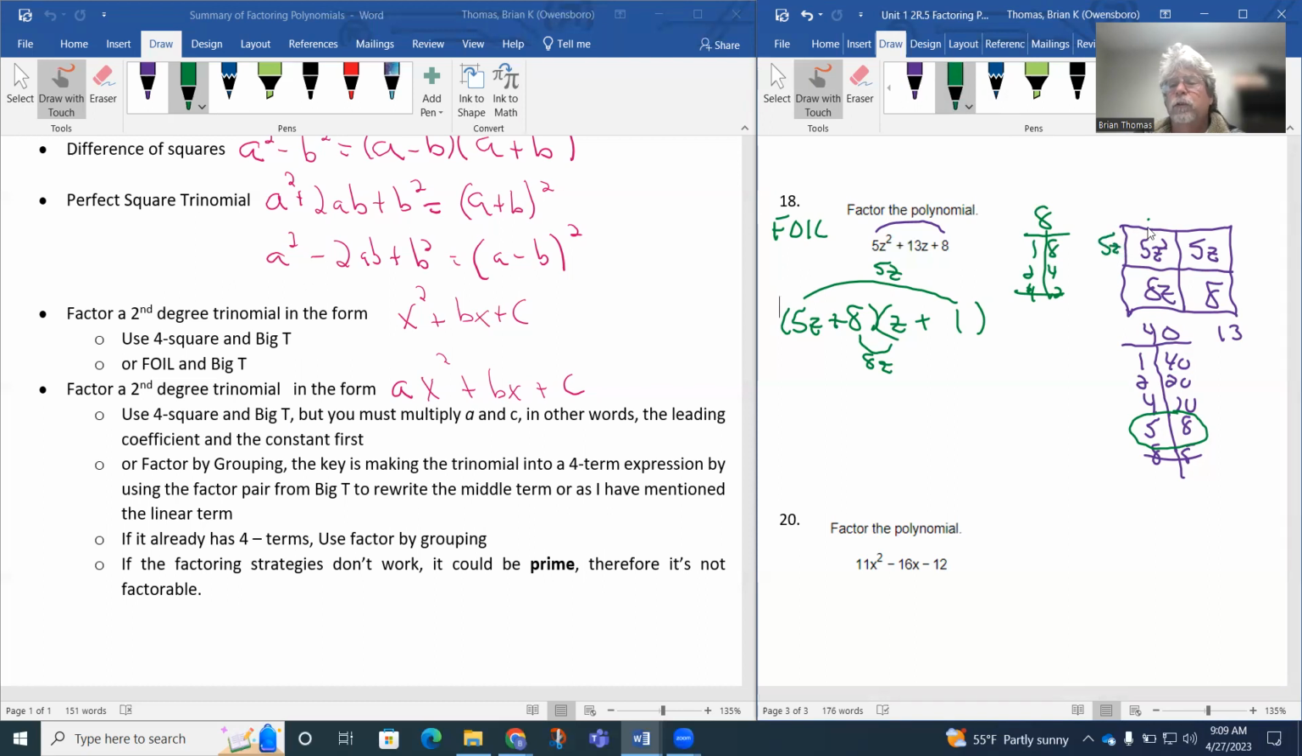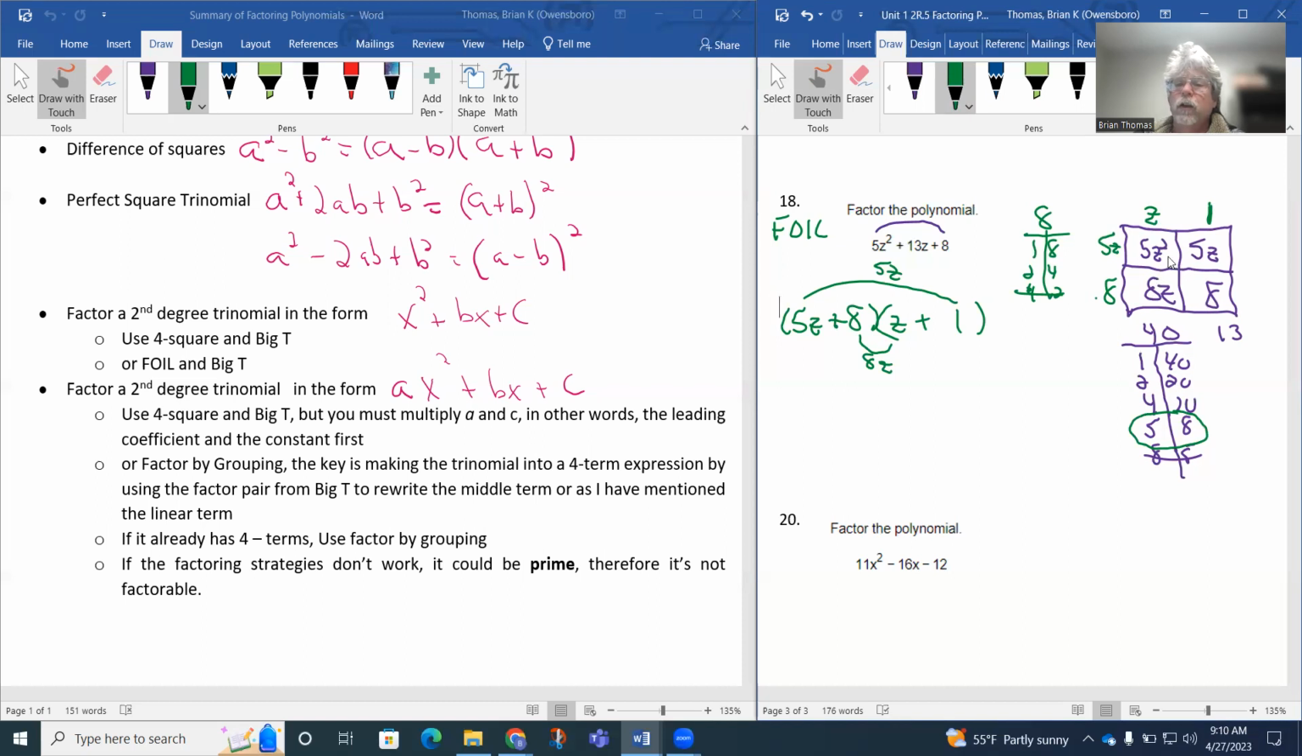So then what I've got to ask myself is, what times 5z is 5z squared? Well, I would need a z. 5z times z would be 5z squared. And then what times 5z is 5z? That would have to be a 1. And then we move down to this spot. What times z is 8z? Well, that has to be an 8. 8 times z is 8z. And does 8 times 1 give me 8?